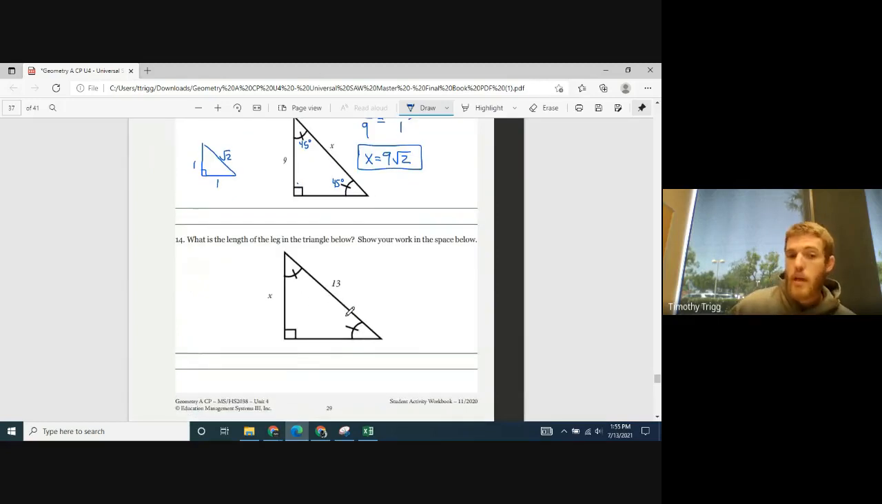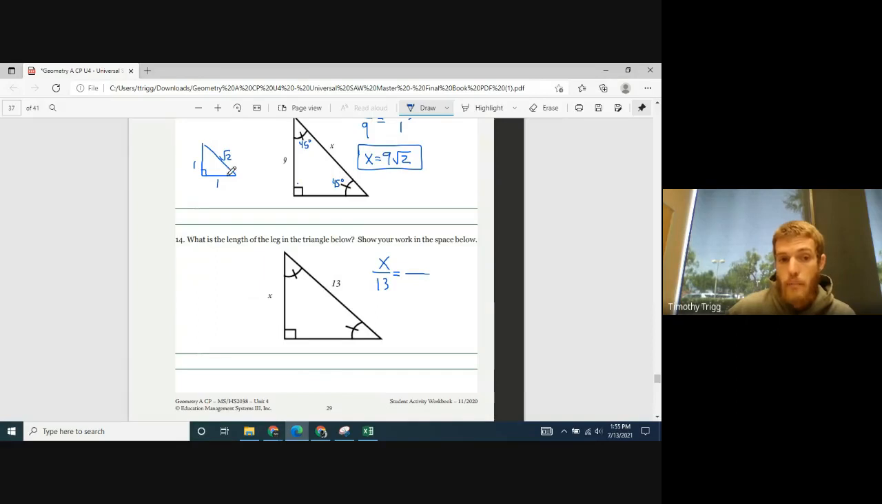This one's another 45, 45, 90. You've got a 90-degree angle here and two 45s. So you're using this example to make the proportion. We have x over 13. But in this one's case, it's a little bit different because here the 13 is the hypotenuse.